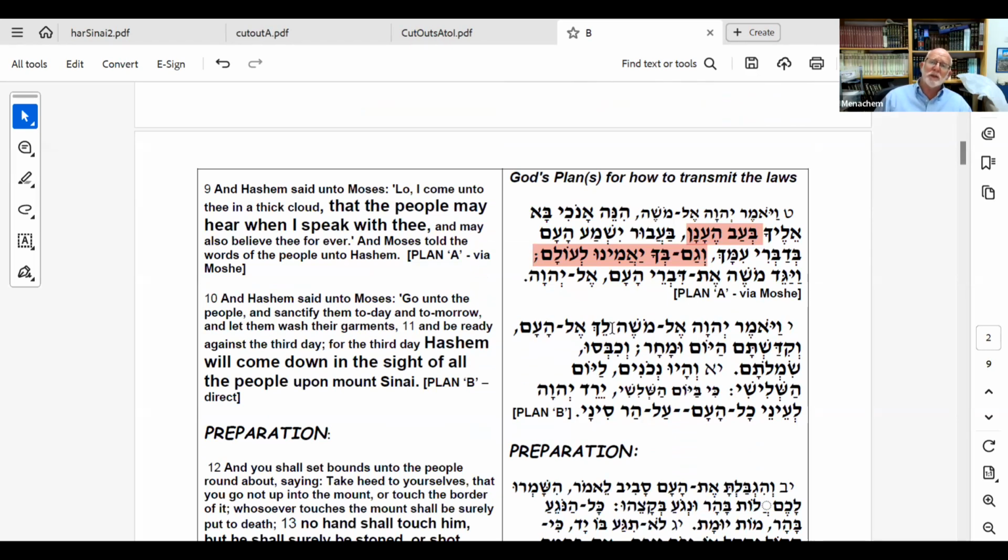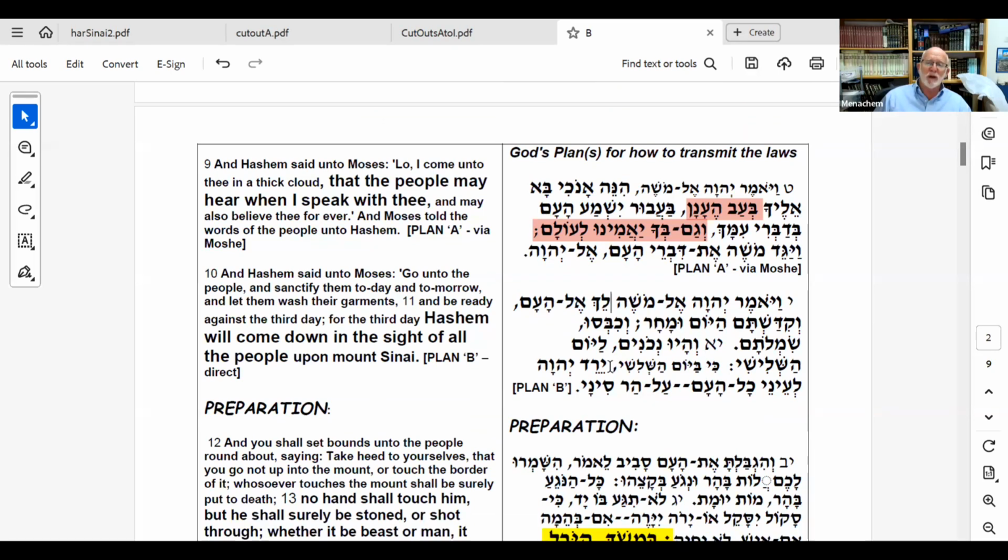And therefore God answers: go to the people, tell them to be prepared for this big day, and wash their clothes. All preparation. Be ready for 3 days' time, because in 3 days' time, here's the key phrase, Yered Hashem le'einei kol ha'am al har Sinai. God will come down le'einei kol ha'am, in the eyes of the people. In other words, as opposed to a buffered encounter with the cloud, Plan A, there'll be a direct encounter in the eyes of the people.